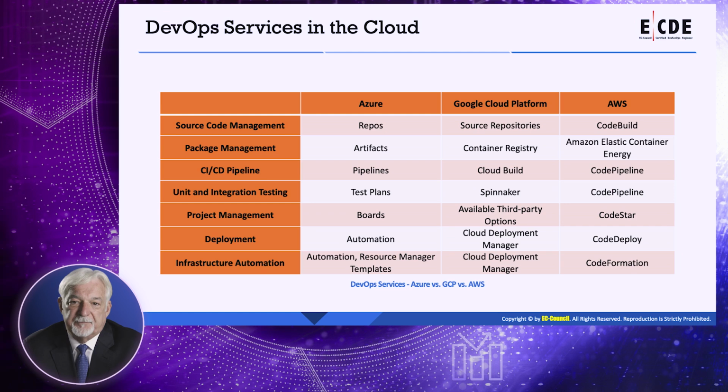For the deployment, Azure has automation, Google has Cloud Deployment Manager, and AWS uses Cloud Deploy. For the infrastructure automation, we have Automation Resource Manager templates that are given to us in Azure. You have Cloud Deployment Manager in Google, and in AWS we have CloudFormation. So these are the basic services that are available within the major cloud providers.